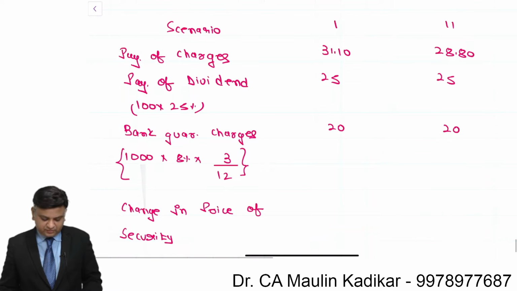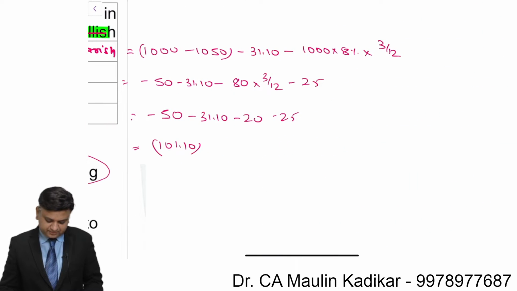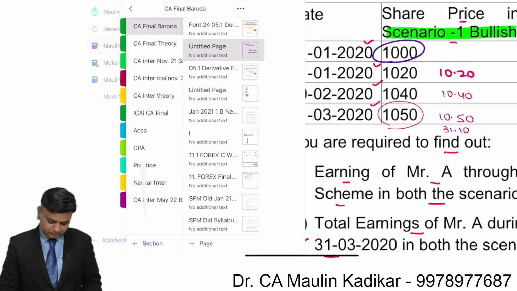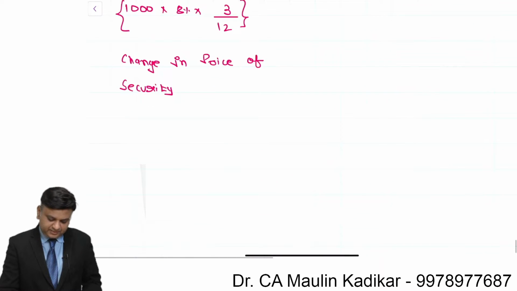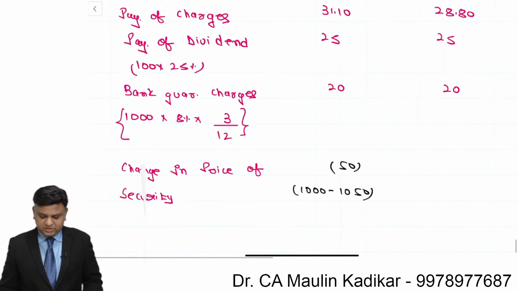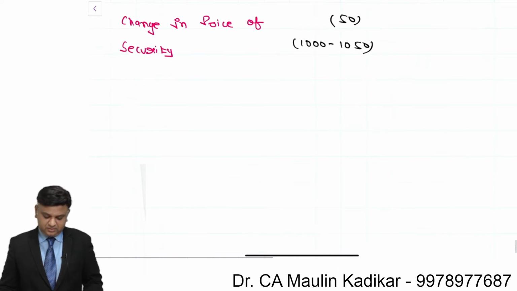In the first case, what will happen? The price of the security has gone up. It is 1050. So what will happen? It is 1000 minus 1050. There is a loss of 50 rupees per share.